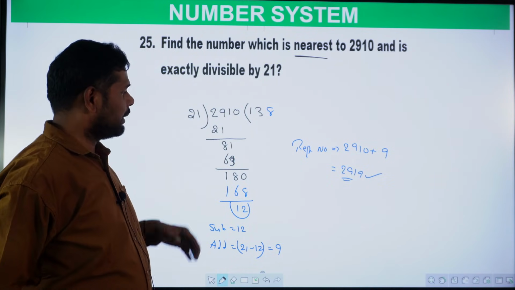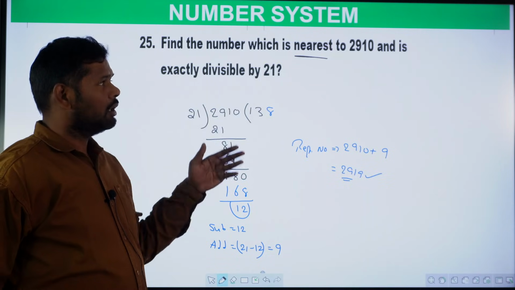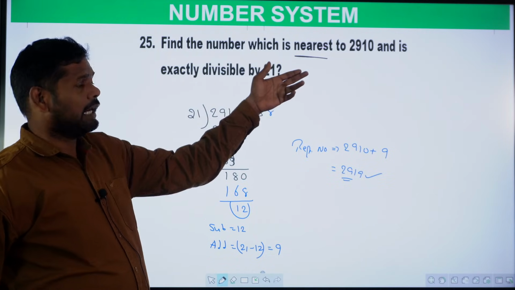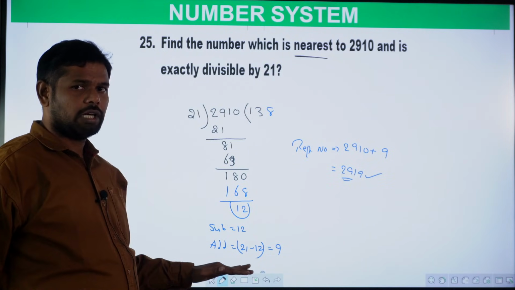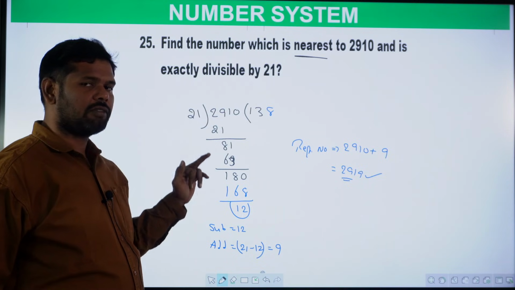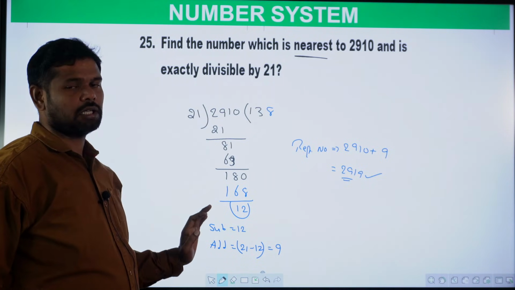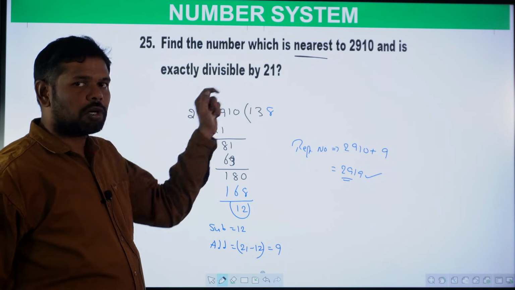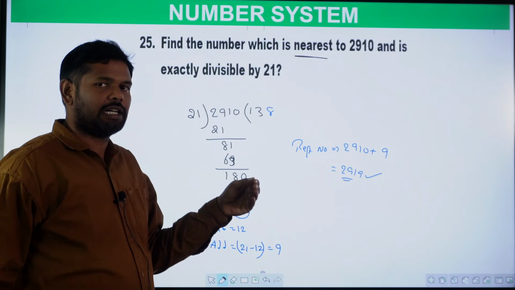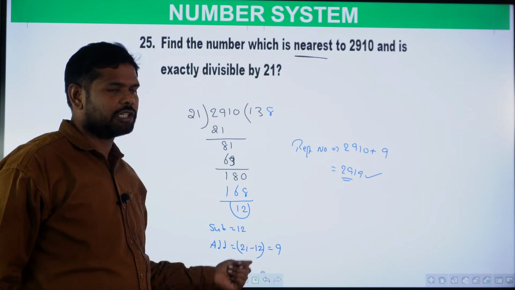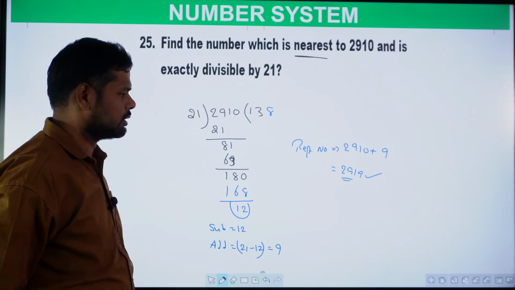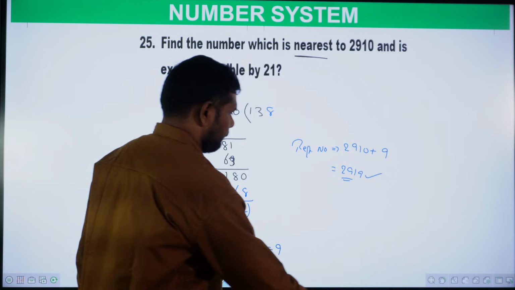They are asking for that number. What least number should be added to 2910 means 9 only is the answer. What least number should be subtracted from 2910 means 12 only is the answer. But they are asking for the nearest number, which means we need to find the number after performing that addition operation. 2919 is the answer. Correct? Next.